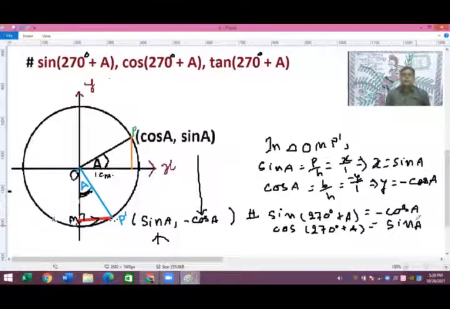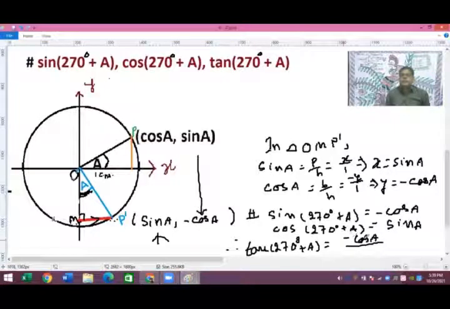We have already seen that in the fourth quadrant cos is positive but sine and tangent are negative, and therefore you can find here that tan of 270 degrees plus a equals sine of 270 degrees plus a, that is minus cos a, over cos of 270 degrees plus a, which is sine a, so it is minus cot a.